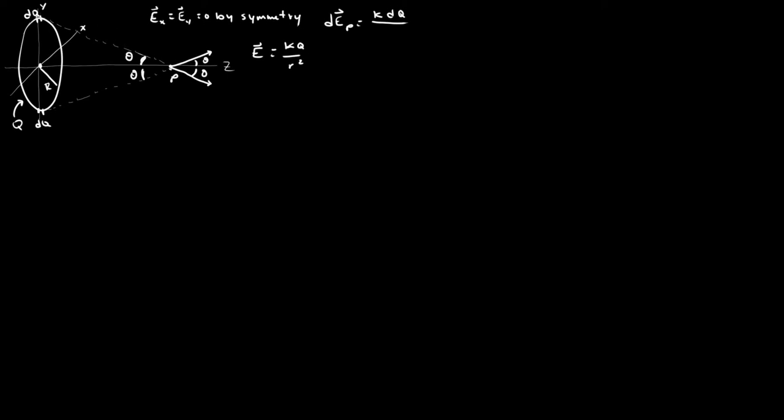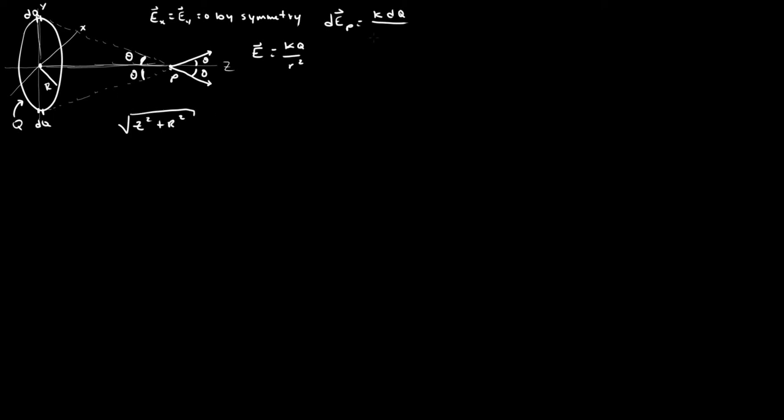You just got to use the Pythagorean theorem. The distance between dq and P is this hypotenuse right here. You can sort of envision this as a triangle, with these two being the legs and the hypotenuse being the distance between them. Now, this leg is going to be just the radius of the circle, r, and this is just going to be the distance that it is on the z-axis. So we're just going to say that that's z. So the hypotenuse of this triangle is going to be the square root of z squared plus r squared.